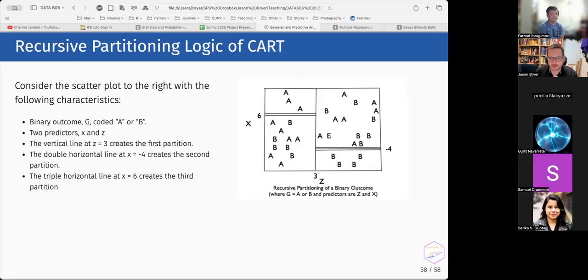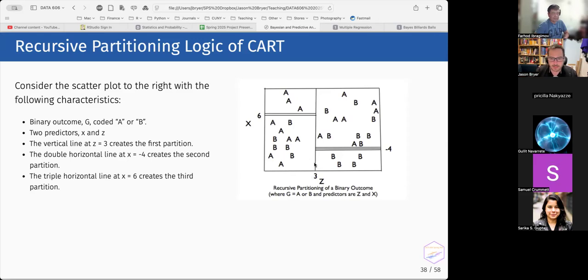So let's say here's our space. We have two predictor variables, X and Z, and we're trying to predict classes A and B. Algorithmically, it's going to say, let me cut Z here in increments as you go from left to right. And then it's going to try to cut X left to right to see if it can separate the A's and B's. On the first pass, it says if I split Z at three, that'll be my first split.